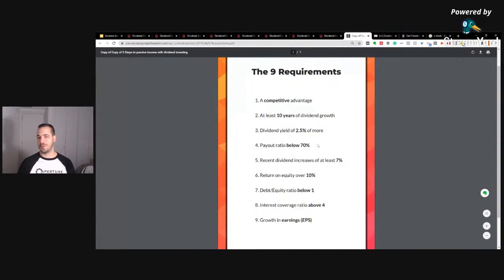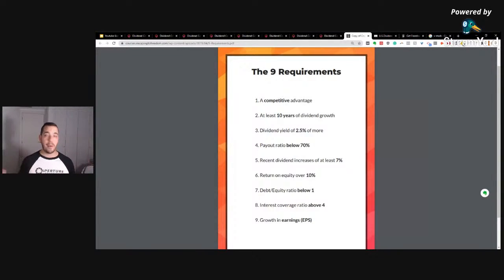Payout ratio. I love this one. Payout ratio below 70%. Now, if you don't know what the payout ratio is, you really should. It basically tells you how much money a company is paying out of its profits, out of its earnings, in dividends. Let's say a company makes, I don't know, $5 per share, and you own one share of that company, and it's paying $2.5 for that one share. The payout ratio in that situation is 2.5 divided by 5. So that's 50%. It's paying half of its earnings as a dividend.